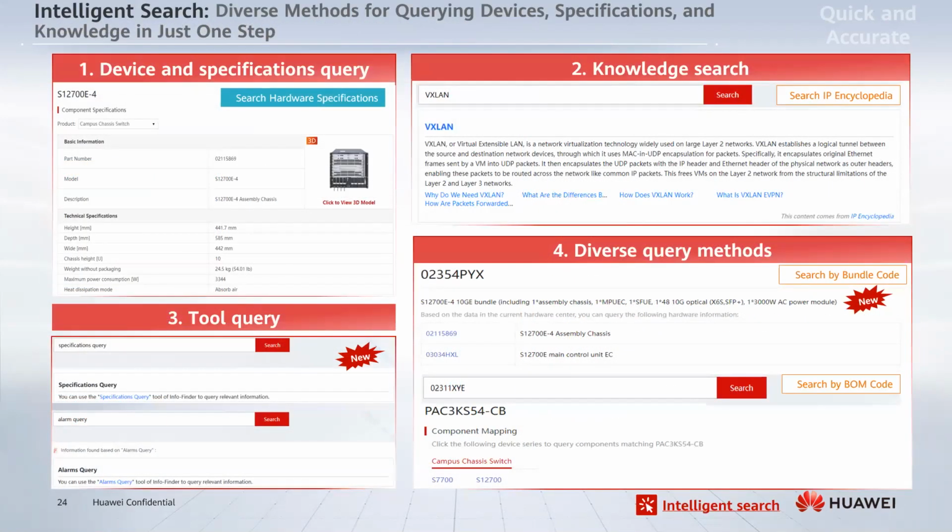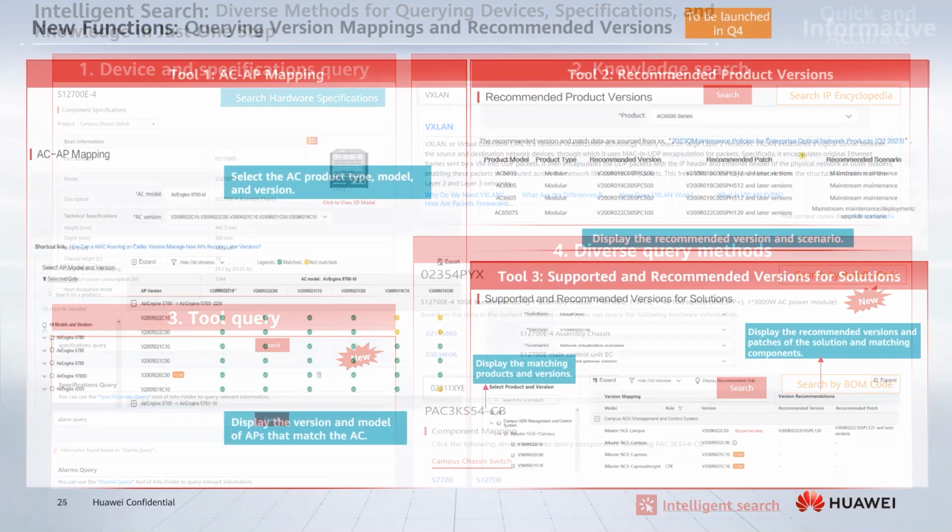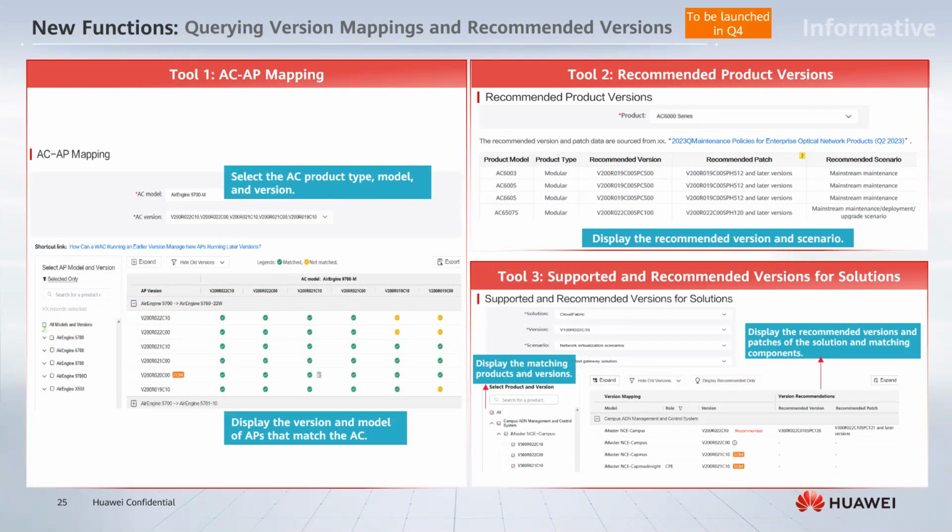And as for the intelligent search, as we just introduced in the InfoFinder, the intelligent search function is included and presented in the InfoFinder, the one-stop query tool. Now let's talk about the new functions, querying version mappings and recommended versions, which will be launched in Q4. In 2023, InfoFinder will launch 3 new functional modules. Let's take a close look at them.